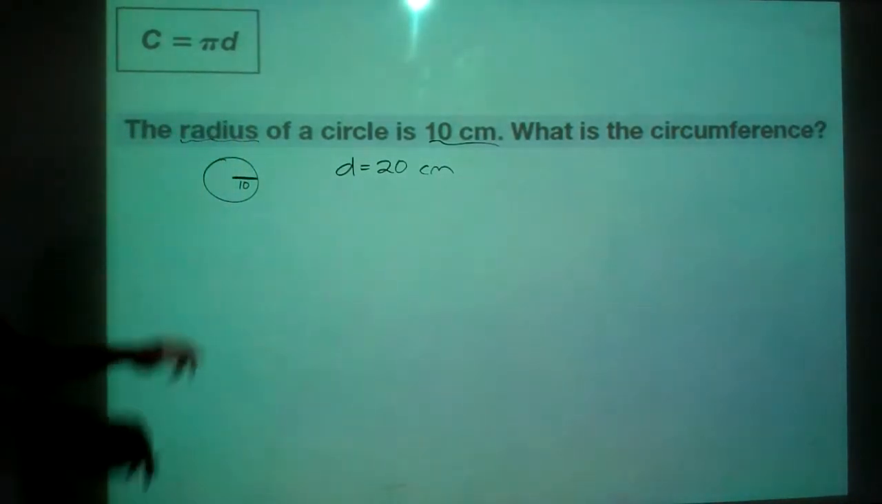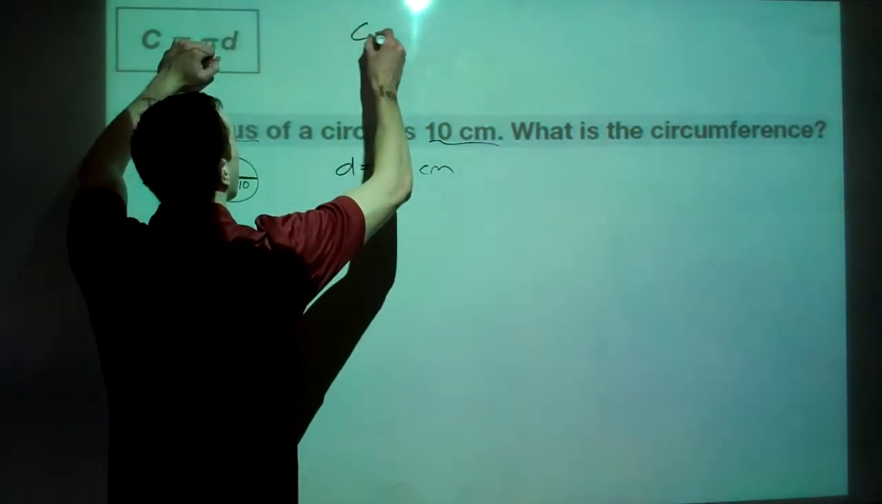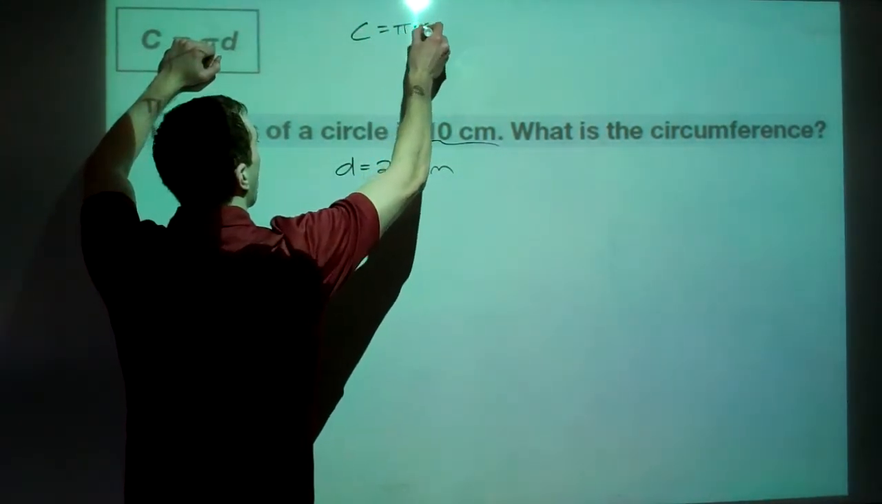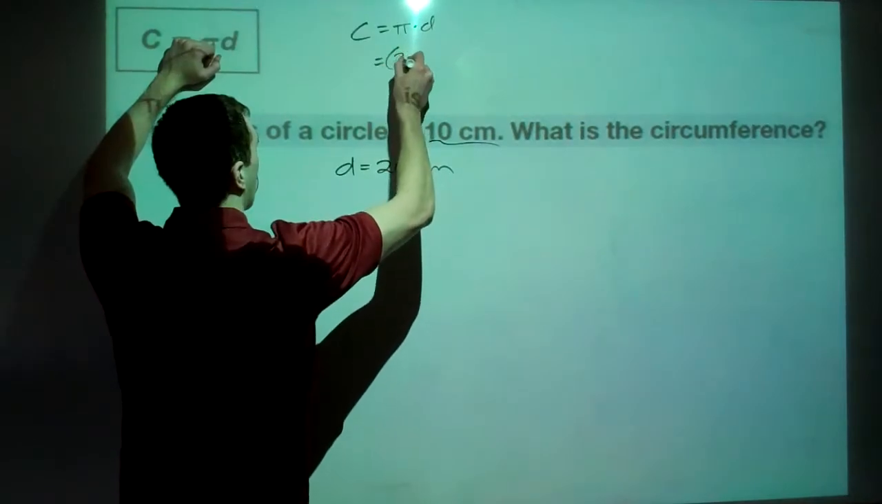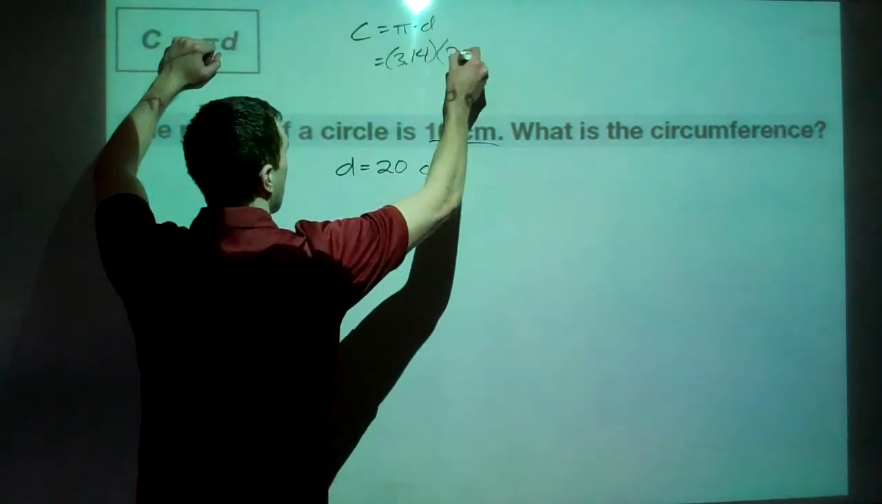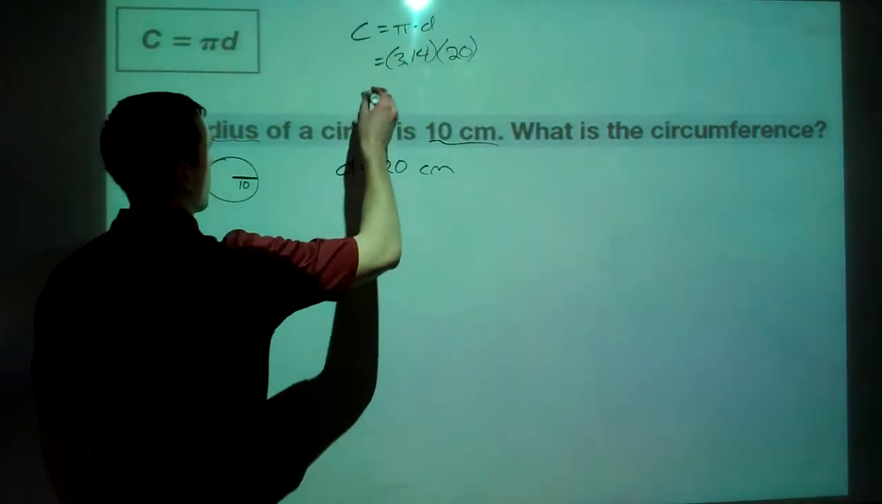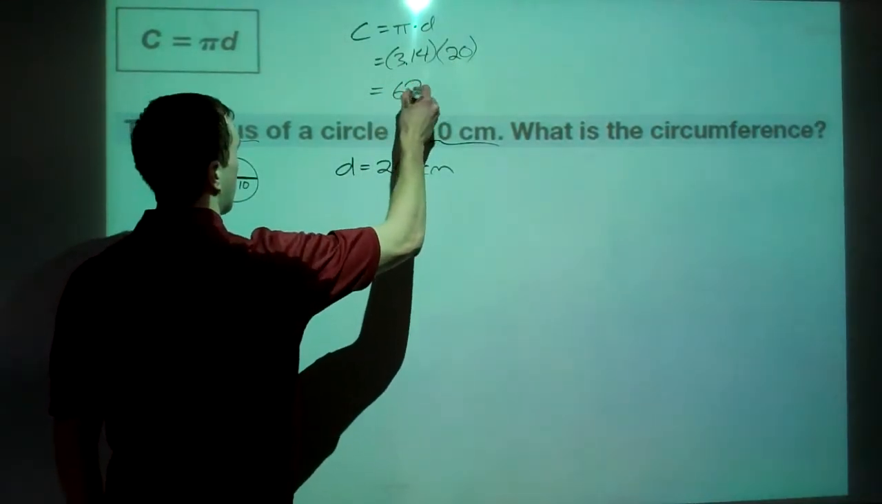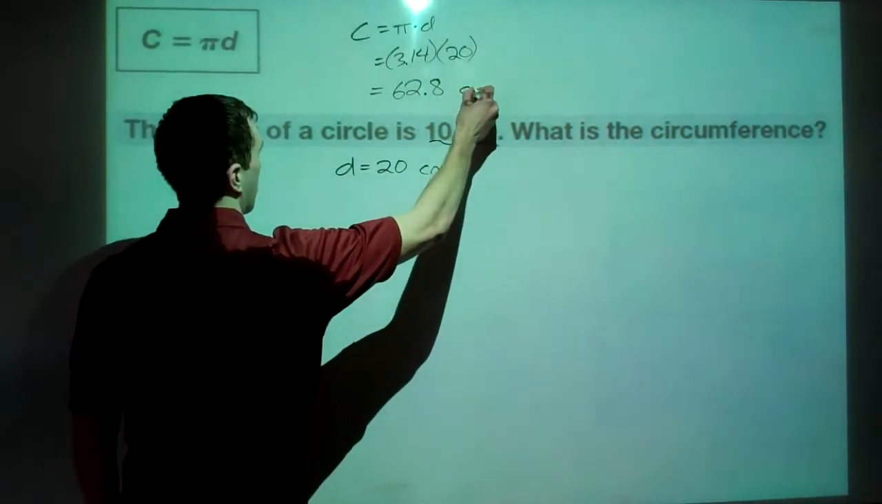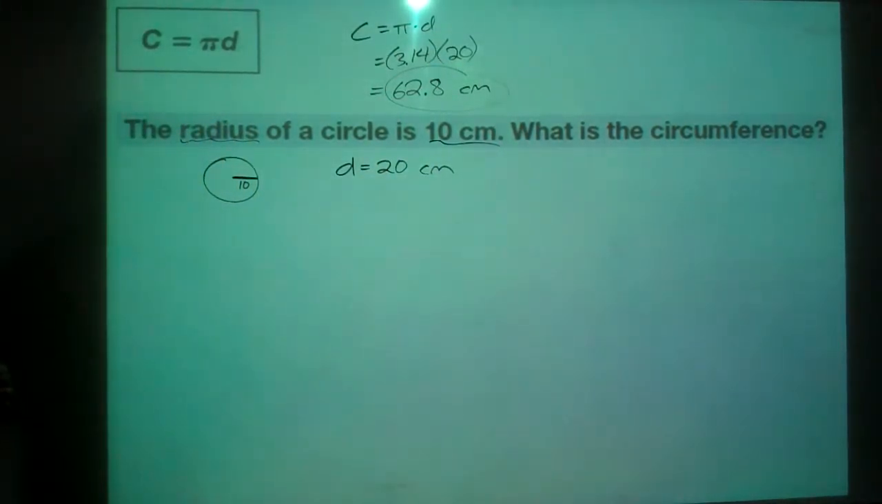So we plug that in. Circumference equals pi times diameter. We're going to use 3.14 for pi and multiply it times our diameter. So 3.14 times 20, if we do that, we get 62.8 about centimeters. So the distance around that circle, if it has a radius of 10 centimeters, is about 62.8 centimeters around.